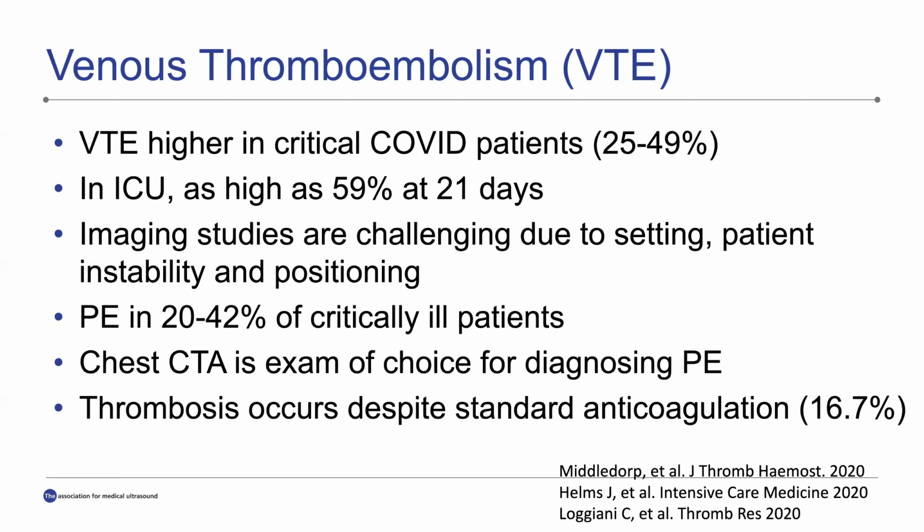We've noted increased rates of pulmonary embolism. Up to 42% of patients can have PE when they're critically ill. And chest CT is the exam of choice for diagnosing pulmonary embolism in these patients, although it can be difficult to get a CT scan when they can't be moved. And we've also seen that thrombosis in both arteries and veins can occur despite standard anticoagulation in these patients.